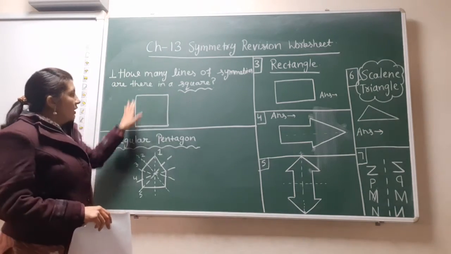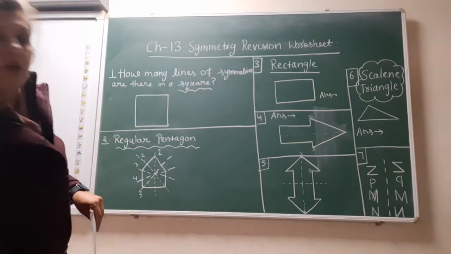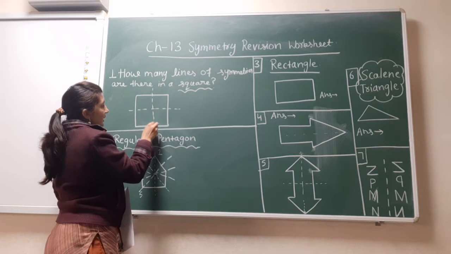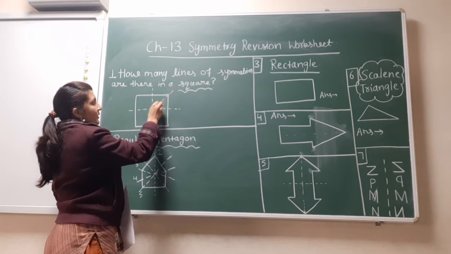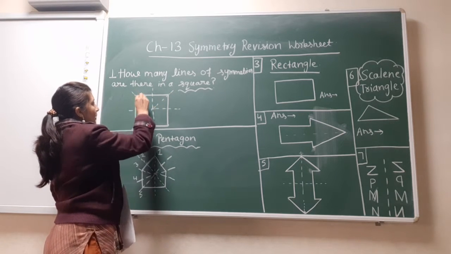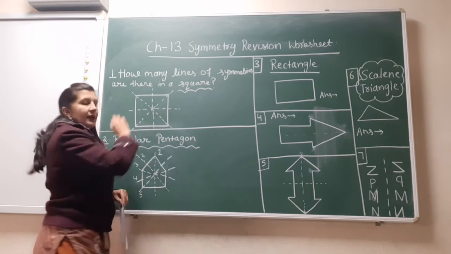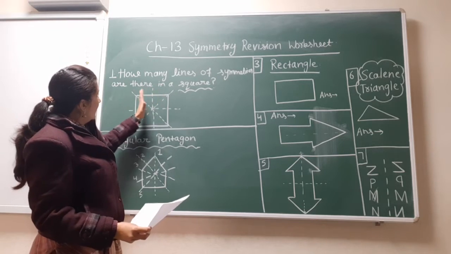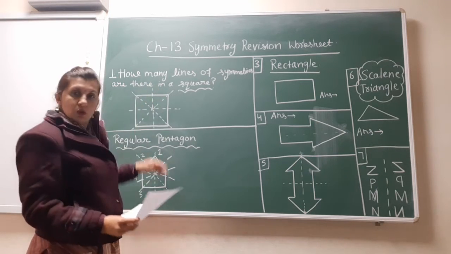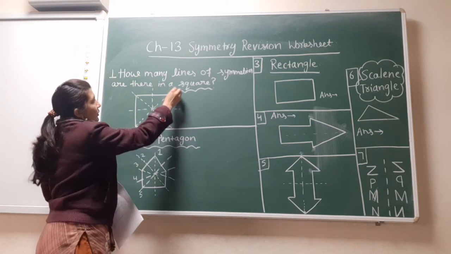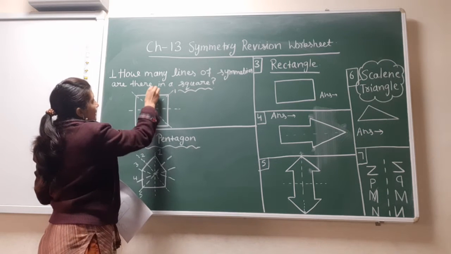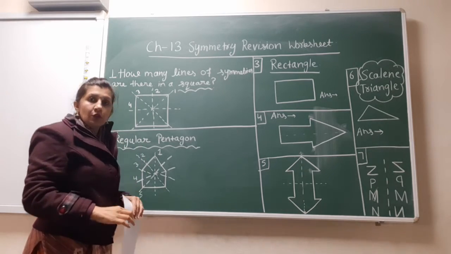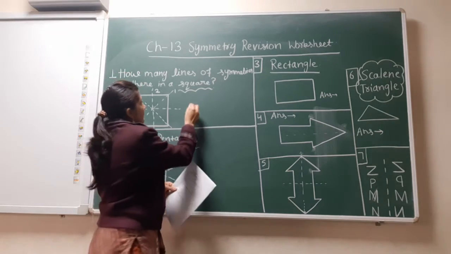Firstly, we have drawn a square. In a square, we know that this is also a line of symmetry. Here is also a line of symmetry. Line of symmetry means if we put a mirror here, then the image will be the same. Or if we see that this part is equal to this and this part is equal to this, so we have found one. This is one line. This is the second line. This is third, and this one is fourth. So it has four lines of symmetry. So our option is D.